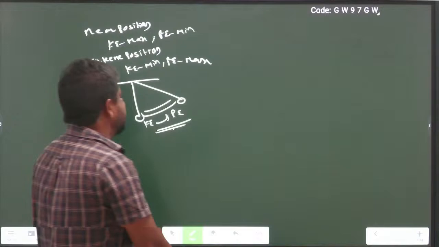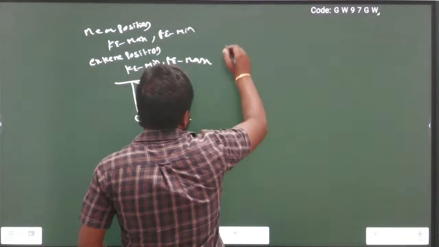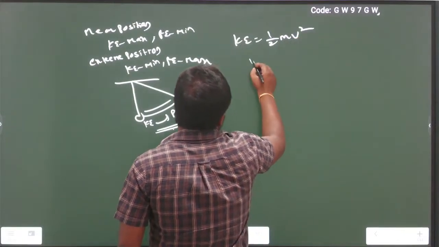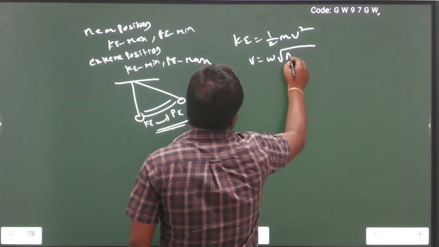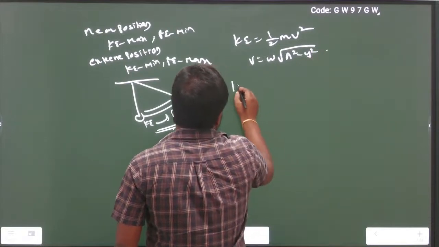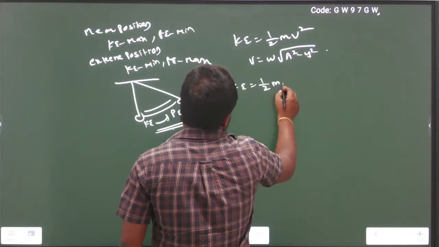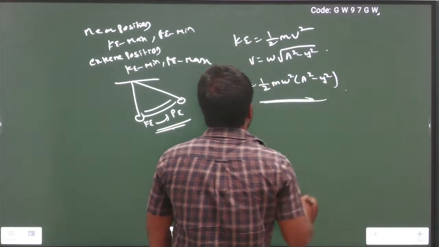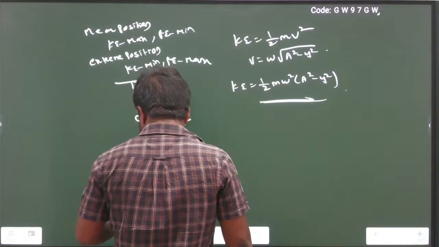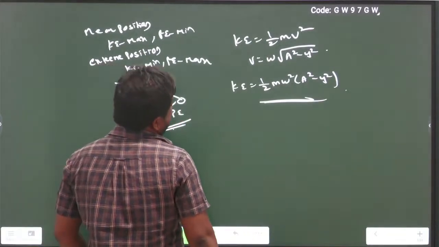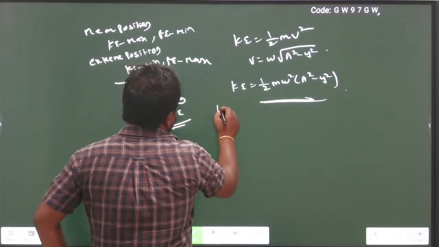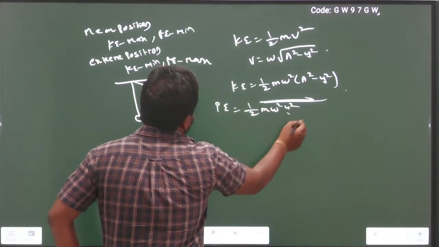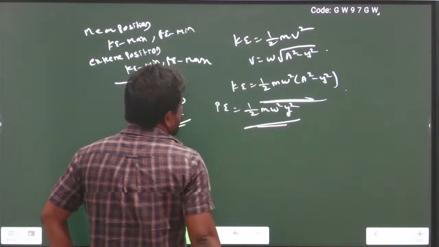Now let's see the formulas for the kinetic energy, the potential energy, and total energy. Kinetic energy basic formula is what? Half mv square. Here v, just now I told you, is omega into under root a square minus y square. Now kinetic energy is equal to half m omega square into a square minus y square. Now potential energy is equal to half m omega square y square.